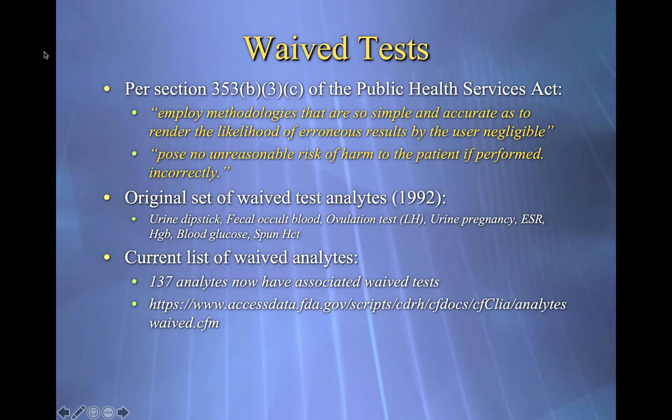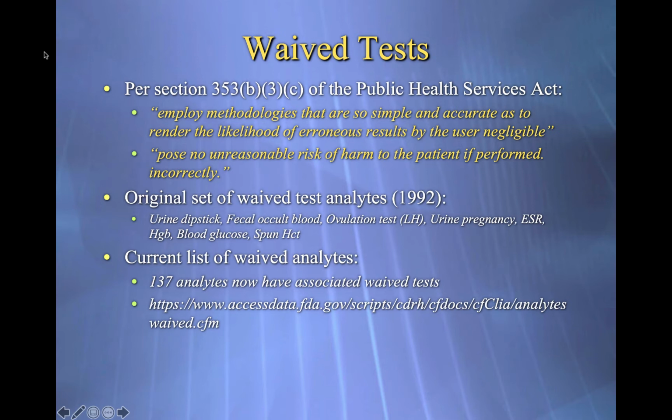That has expanded since 92, and currently there's 137. That may actually be 138 now. That are considered waived analytes, and there's literally thousands of tests that are available on the market to test these 137 different analytes. And if you want to look at what they are, I've given you a URL there where you can look at the entire list of analytes that have waived tests for them. And you'll see that there's a lot.